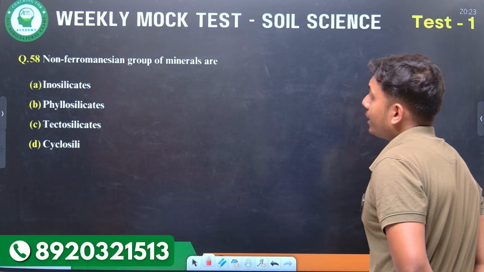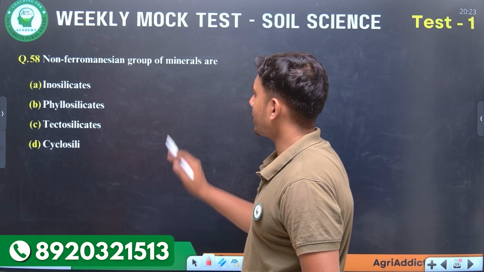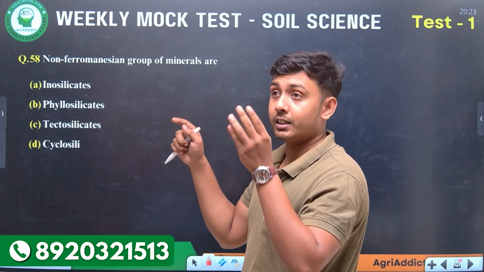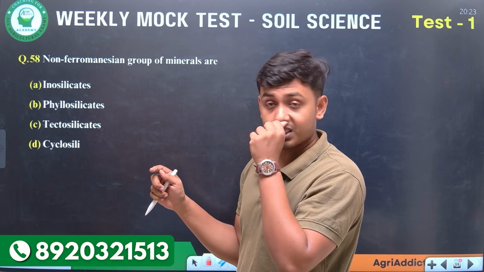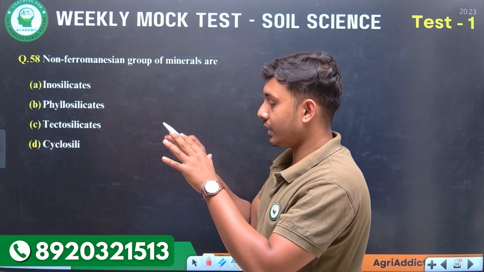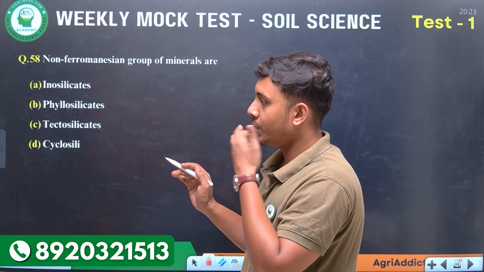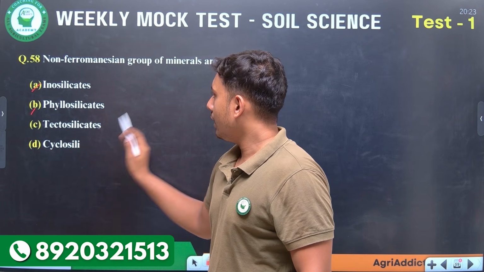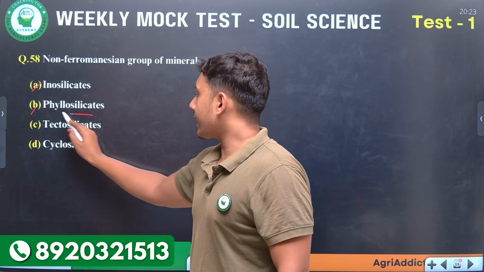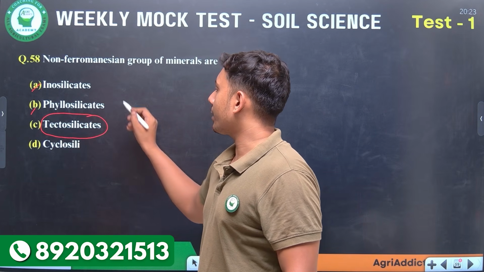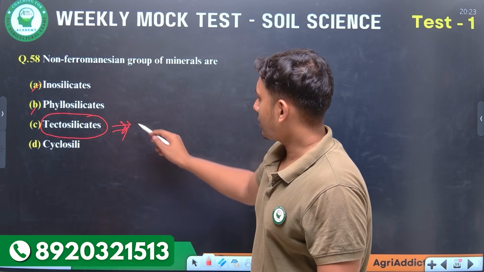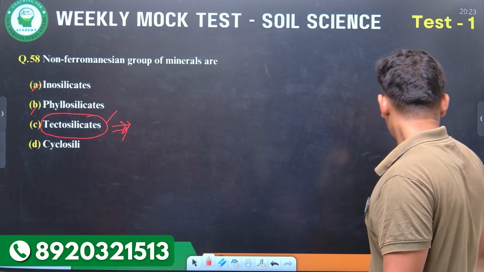Now, non-ferromagnesian groups of minerals. If we study the whole, that is written in the Fundamentals of Soil Science book, if we study all the examples of the different types of minerals, that is inosilicates, phyllosilicates, tectosilicates, we will find that only in tectosilicates there are no ferromagnesian minerals present. Okay, so this will be the answer. These are direct type of questions.